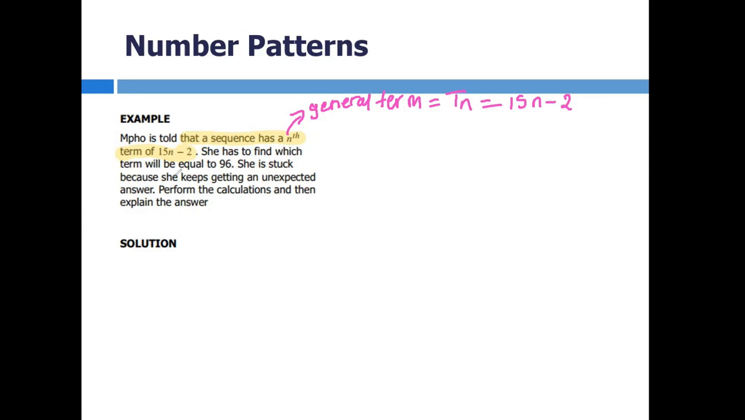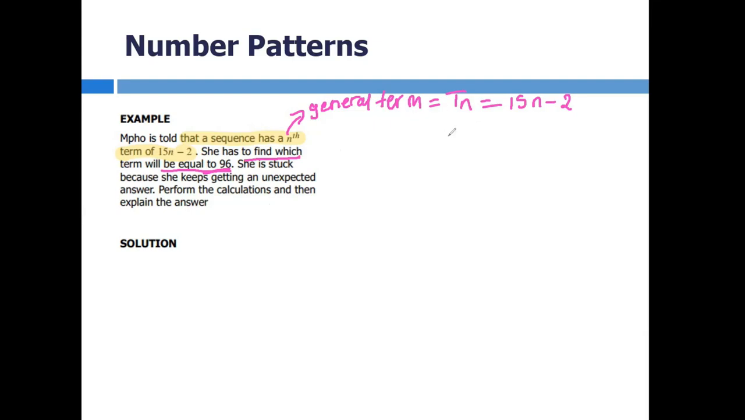Now, she has to find which term is equal to 96. She is stuck because she keeps getting an unexpected answer. Perform the calculations and then explain the answer. So what are we being asked here? She is wanting to find which term will be equal to 96. So what is she looking for? She's looking for n. Thank you, Faith. Thank you, Emma.